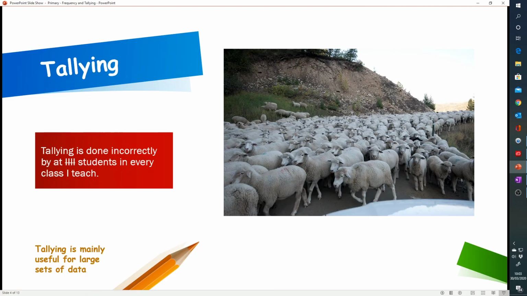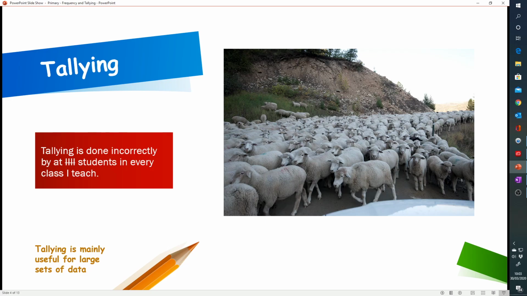So, tallying. In every class I teach of year 7, 8, 9, even some year 11s, I would suggest tallying is done incorrectly, probably by maybe even half of the students I teach. Tallying is not counting. It's often done as counting, but tallying should be done a certain way, which I'm going to go through today. Lots of people do it like counting, which is not how it's supposed to work.